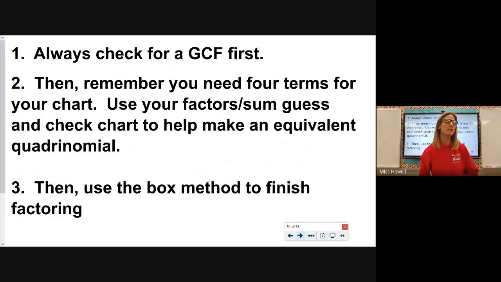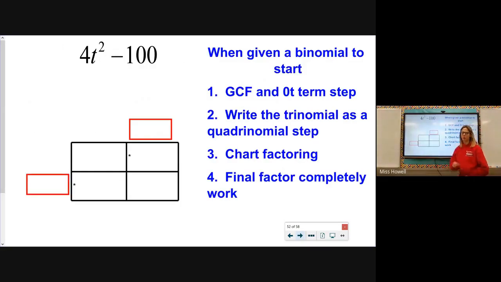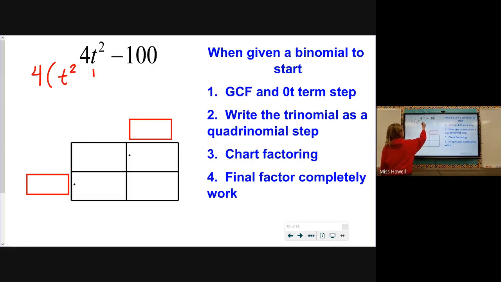So if I was given a problem that looked like this, only having two terms, step one is check for GCF and add in the zero, in this case, t term. So I would say, all right, I have a GCF of 4. I still have t squared. There's no t to the first, so I'm working towards that standard form. And then back here would now be a minus 25. From there, we were looking to write the trinomial as its quadrinomial. That helps me go to my chart, which in this case would be 5t and negative 5t.